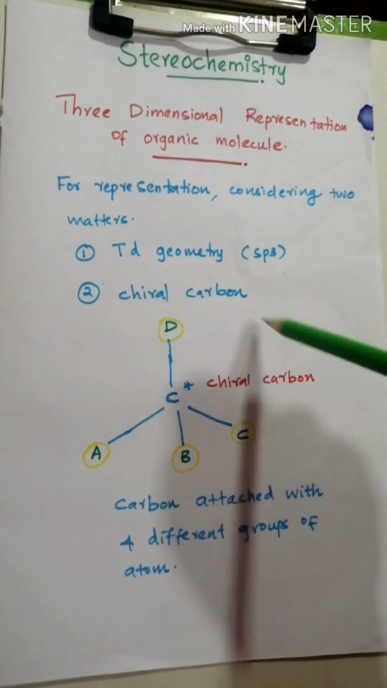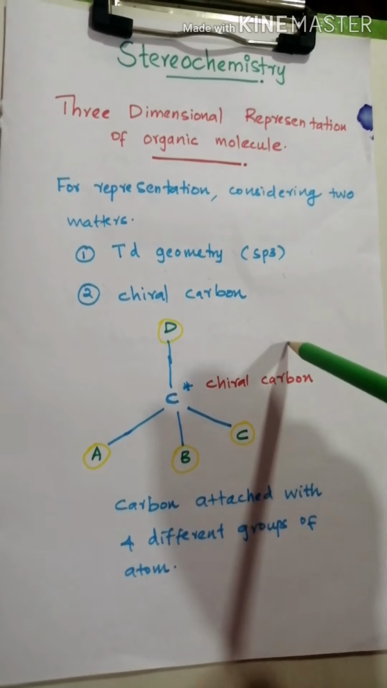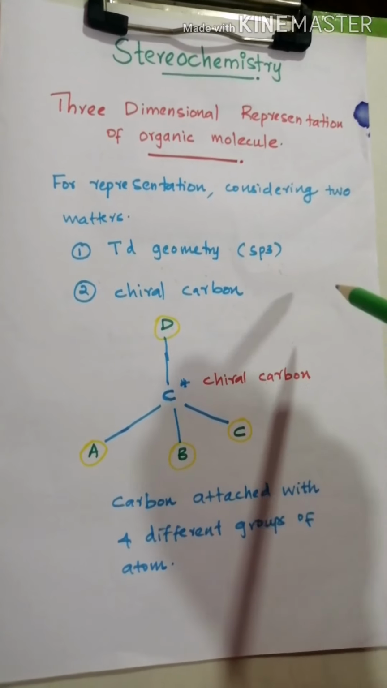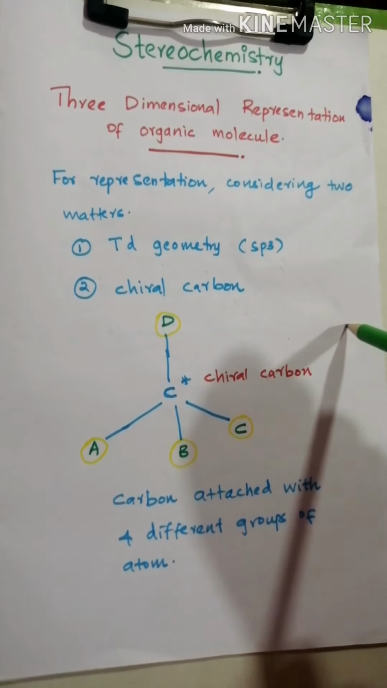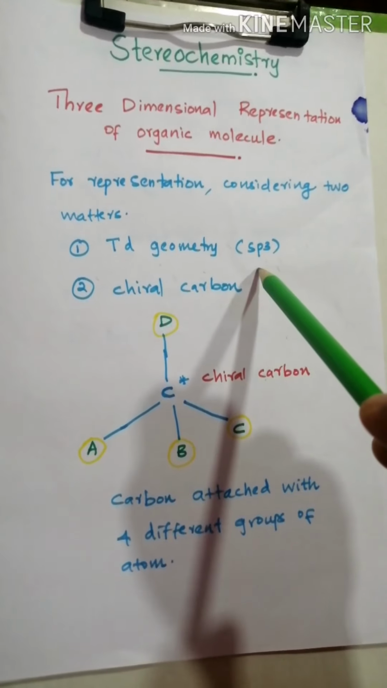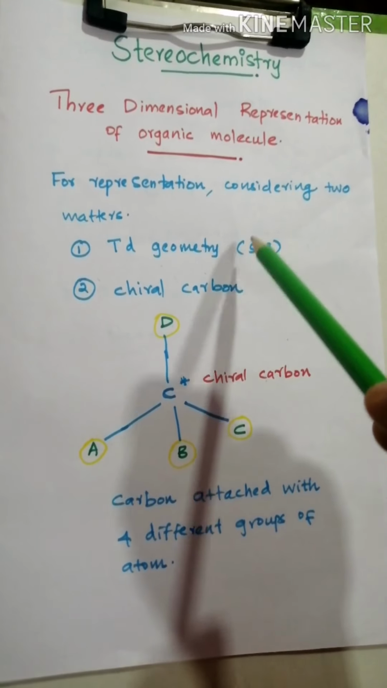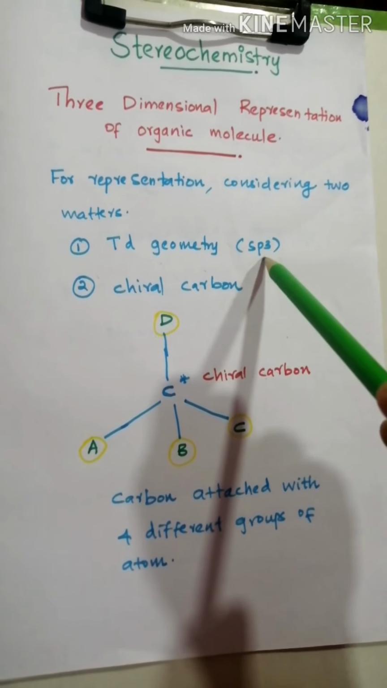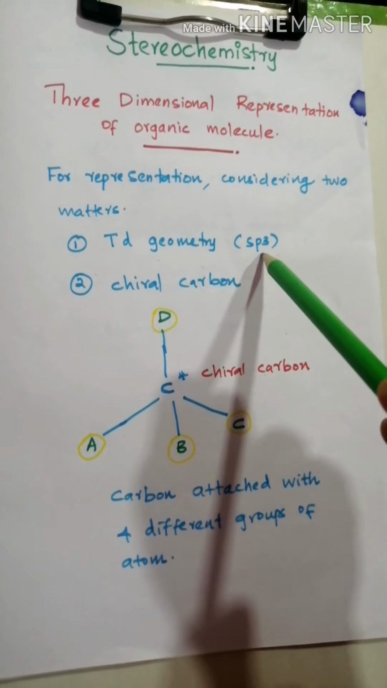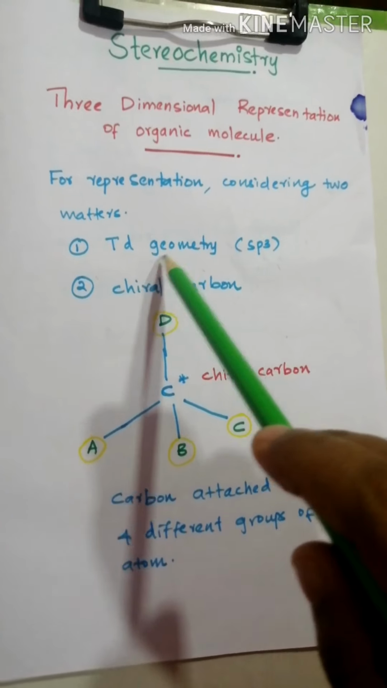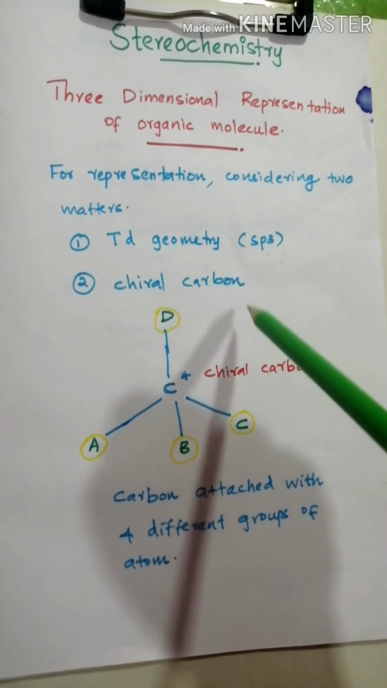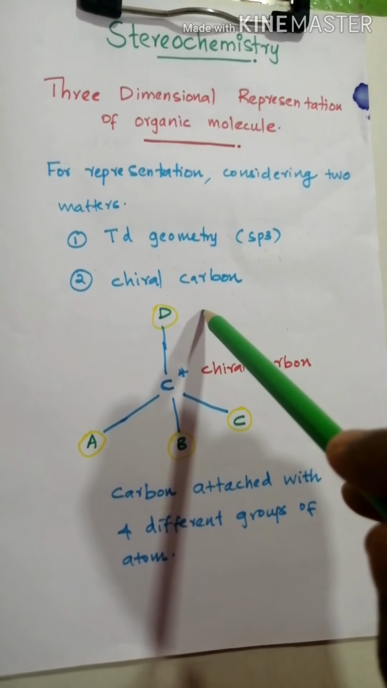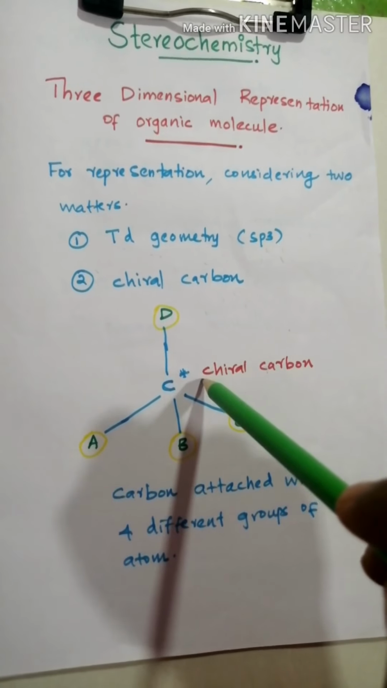Actually, the first one is the carbon atom. We are considering the carbon atom and its hybridization should be tetrahedral. That means for the representation we are considering sp3 hybridization, and sp3 hybridization corresponds to tetrahedral geometry. And the second criterion is that the carbon atom should be chiral.